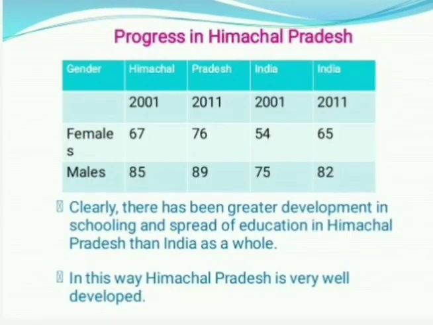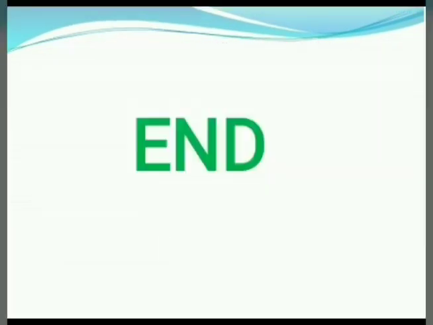If we observe the table, clearly there has been greater development in schooling and the spread of education in Himachal Pradesh than in India as a whole. In this way, Himachal Pradesh is very well developed when we take HDI as the indicator of development. HDI means not only per capita income, it also includes educational levels and health status of the people. This is the lesson about the ideas of development.